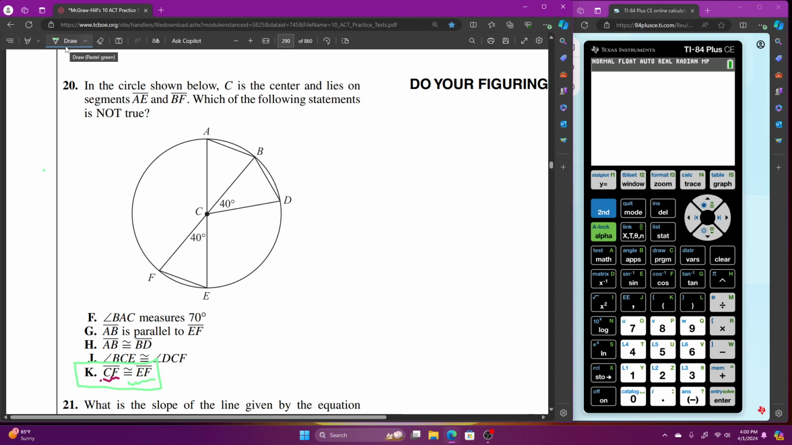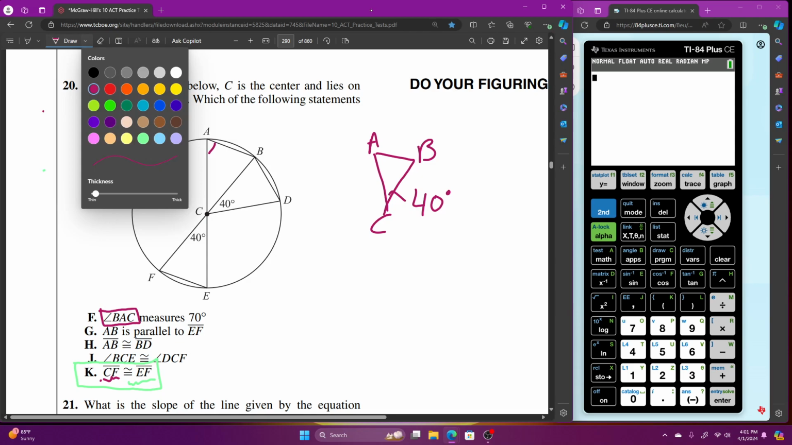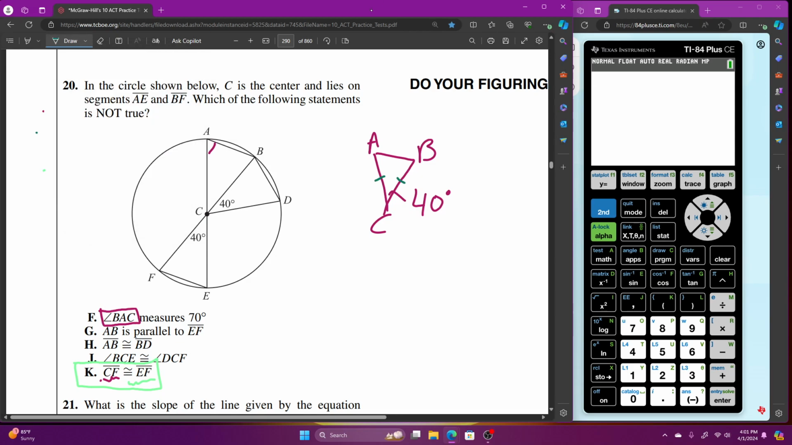So we know that's the answer, but say it wasn't so obvious and you had to do some figuring. How do we prove that angle BAC is 70 degrees? Angle BAC is right here. Well, if we look here, angle C is across from a 40 degree angle. So I'm going to write this triangle ABC, I just plopped it over there. Those are called vertical angles, and vertical angles are congruent. And line segment AC and line segment BC are both radii of the circle, so they're obviously equivalent.